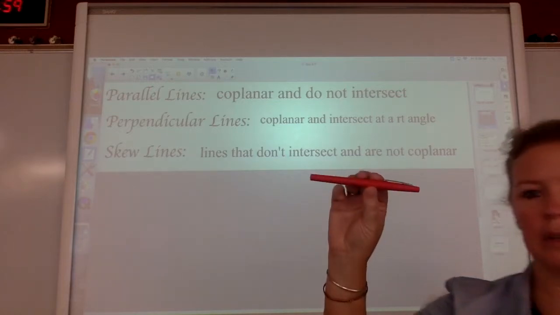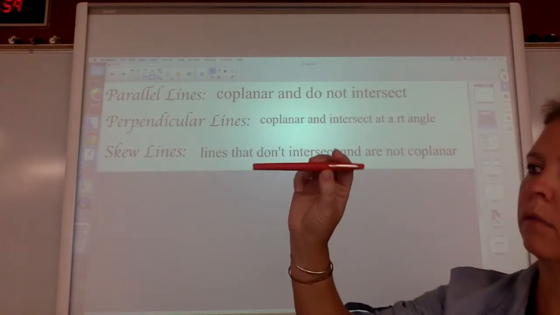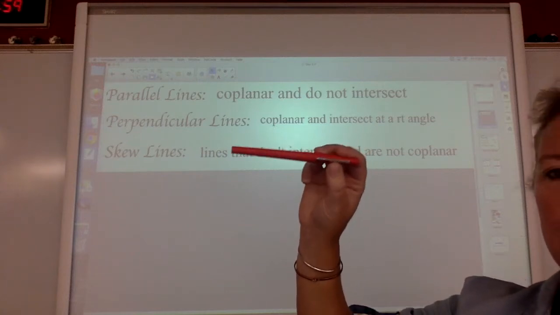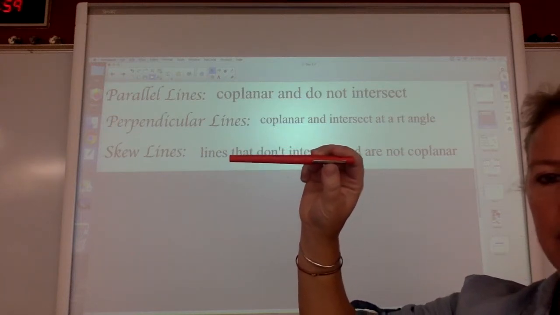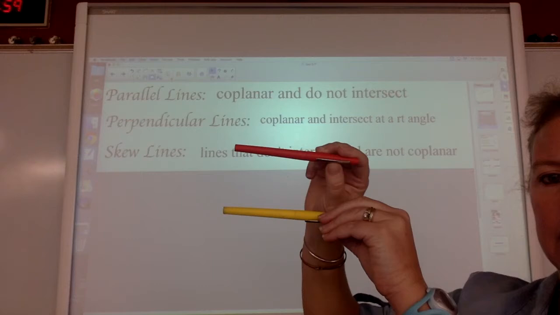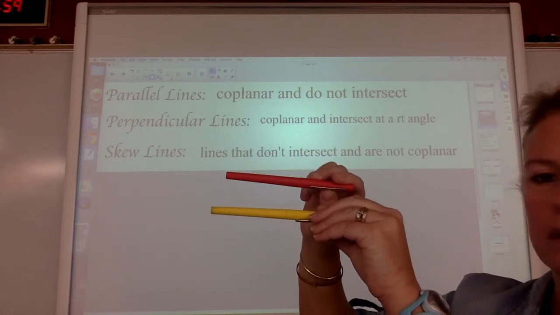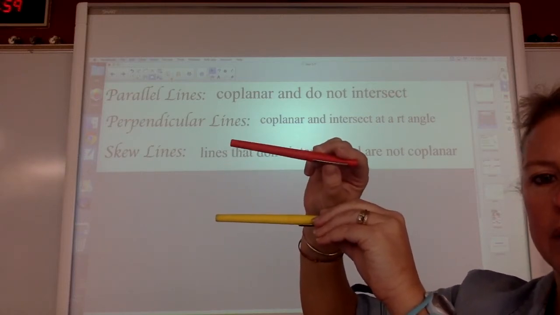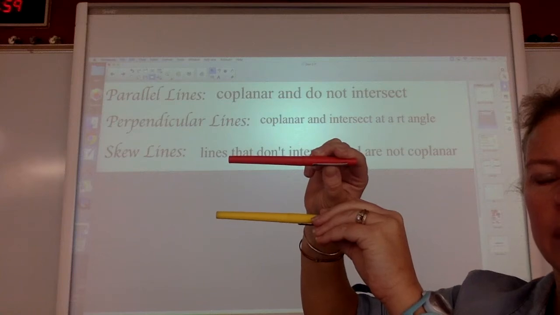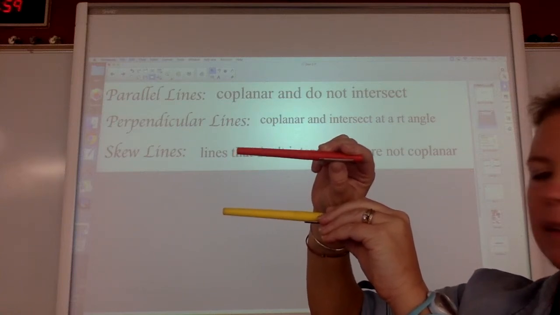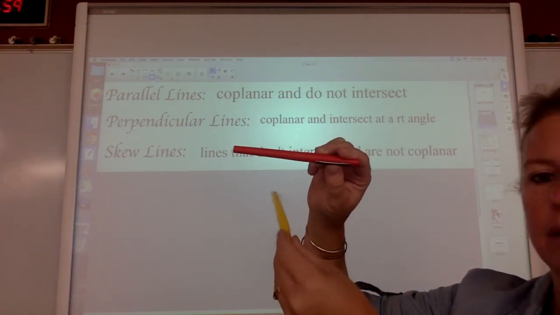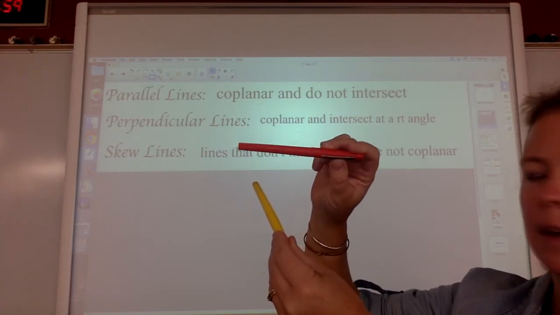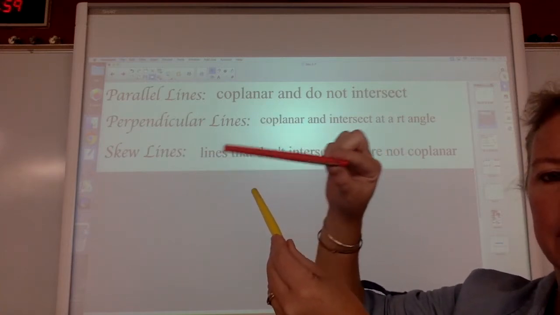I don't know if you can see this as well on a two-dimensional screen, but if you have this line, this red pen, and this yellow pen, these two lines are parallel. They're coplanar. They'll never intersect each other because they'll go on infinitely without touching. But now I'm going to take this yellow line and turn it this way. Okay? These two lines are never going to intersect either.